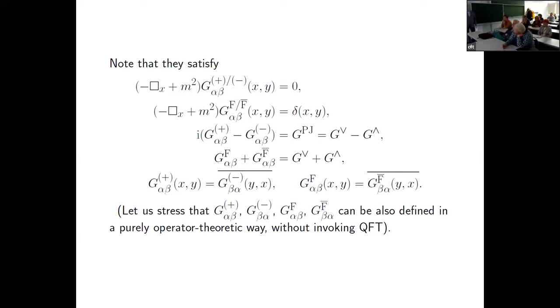In particular, the Feynman propagator, this two vacua Feynman propagator, is a Green's function of the Klein-Gordon operator. So here you have this identity.